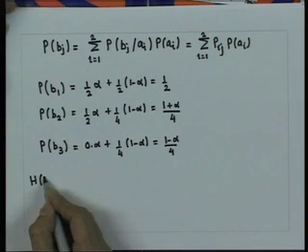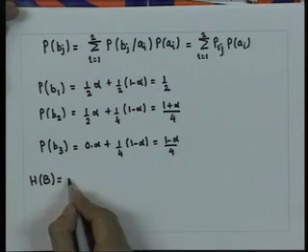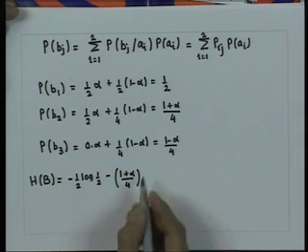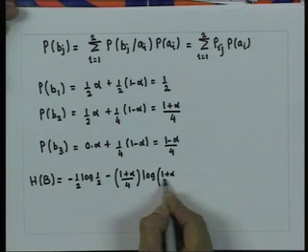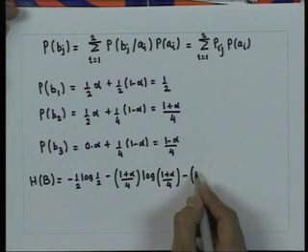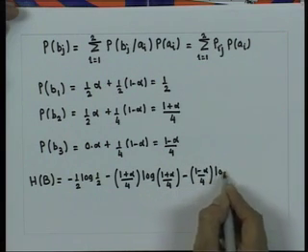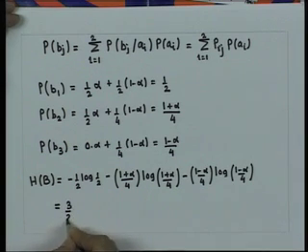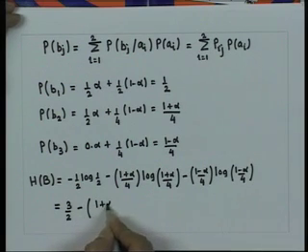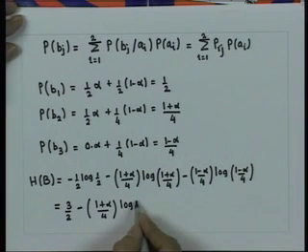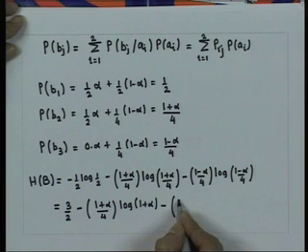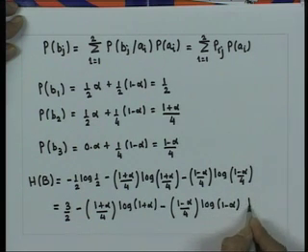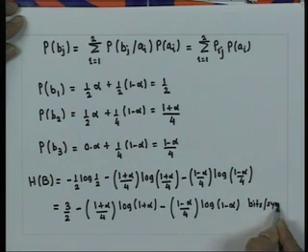Given these probabilities, we can calculate H of B, which is equal to minus half log half minus ((1 plus alpha) by 4) log of ((1 plus alpha) by 4) minus ((1 minus alpha) by 4) log of ((1 minus alpha) by 4), and this can be simplified as equal to 3 by 2 minus ((1 plus alpha) by 4) log of (1 plus alpha) minus ((1 minus alpha) by 4) log of (1 minus alpha) bits per symbol.